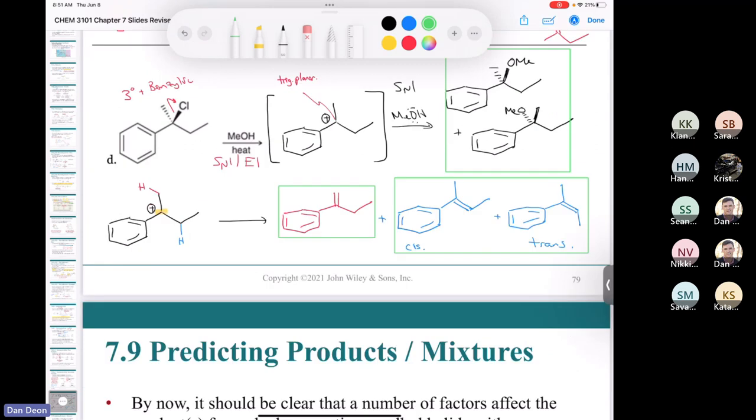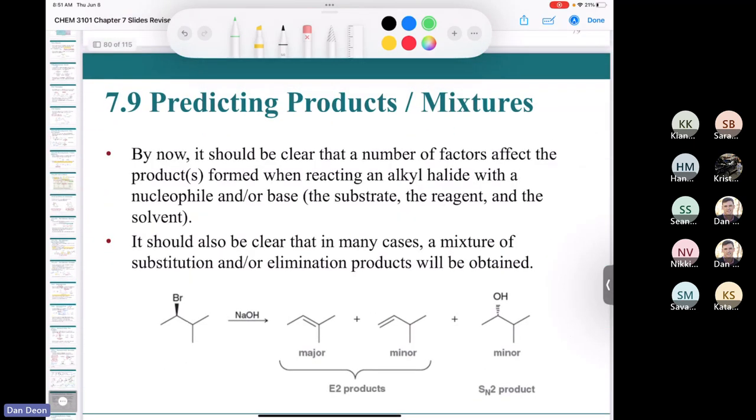Okay, the next section, if you're a little stressed about that, deals with how you predict products. If you get a bunch of compounds in a mixture, how do you know what's the major? How do you know what's the minor? How do you know the pathway? All this kind of thing.